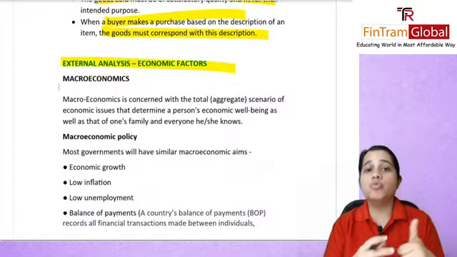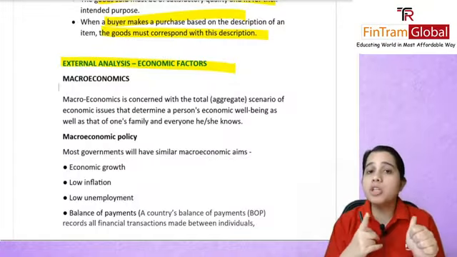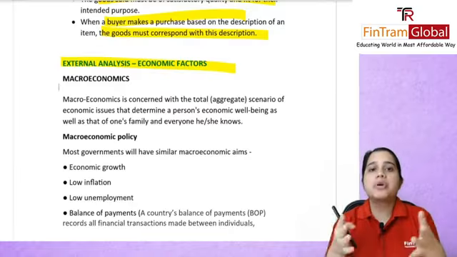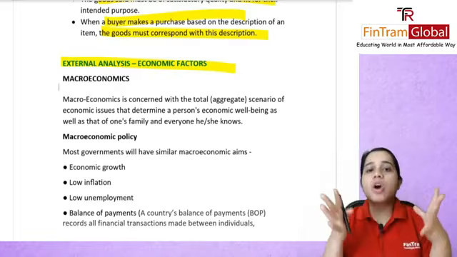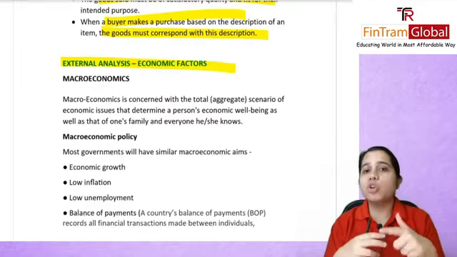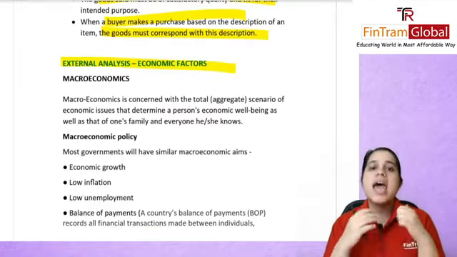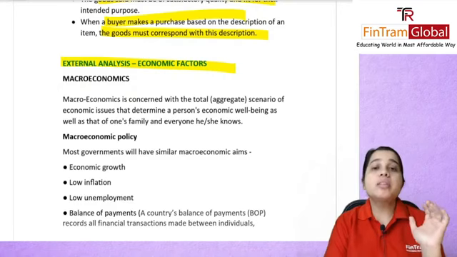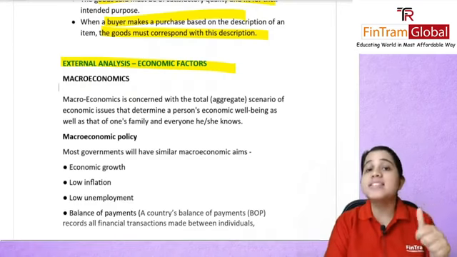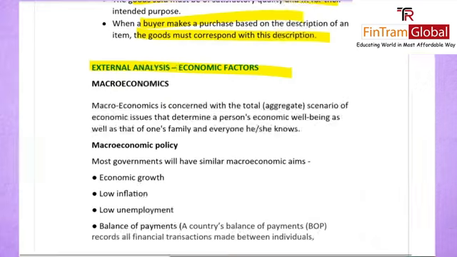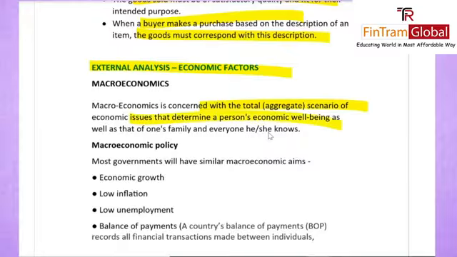So here what did we do? Firstly, we had talked about macroeconomics, wherein we saw that macroeconomics is basically where you see the economy as a whole, and then we had talked about microeconomics, wherein you see the individuals as such. So again, we'll be revising in the same way. First, we'll be revising our macroeconomics. Macroeconomics is concerned with the total aggregate scenario of your economic issues. Now, macroeconomic policies, there are various: economic growth, low inflation, low unemployment, and a balance of payments.